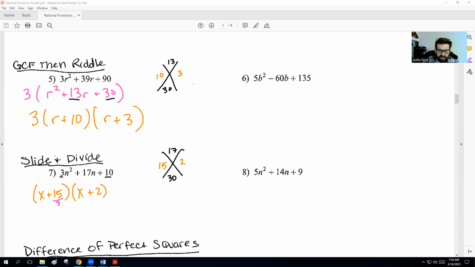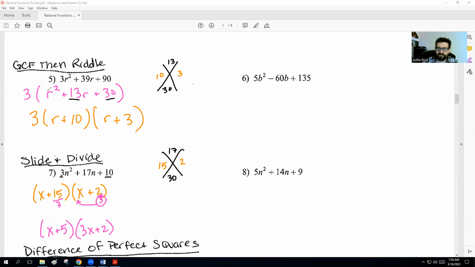We need to divide everything by 3. 15 does divide by 3, so we will write that as 5 because 15 divided by 3 is 5. 2 does not divide by 3. It's a decimal, so you're going to slide it on over here. Make this a 3x plus 2. Keep in mind, you can have it in either order again. So you could have written 3x plus 2 times x plus 5.